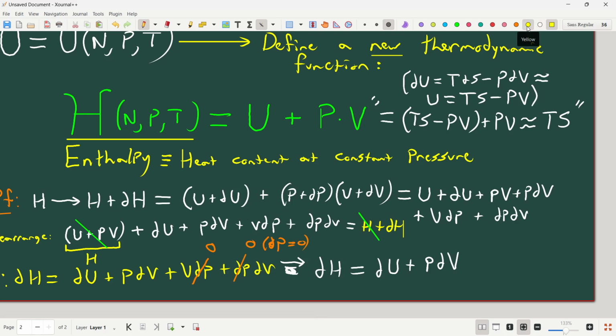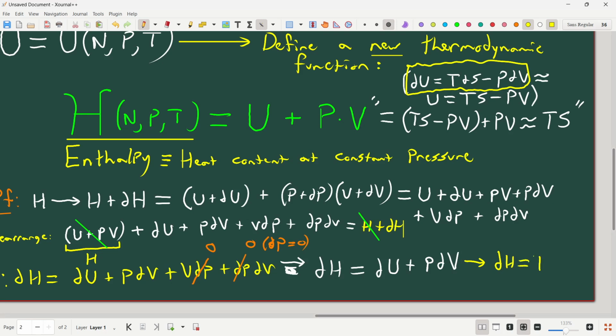Okay, so let's look at this equation and relate it back to our original expression for the total change in energy. The total change in energy is the heat content minus the work. Here's the change in the work, and here's the total change in energy. So what does that mean dH has to be? It has to be TdS. If I subtract PdV from both sides, I have dH minus PdV is equal to dU, and dU is equal to TdS minus PdV. That means dH is TdS. So by the first law of thermodynamics, dH is equal to TdS.